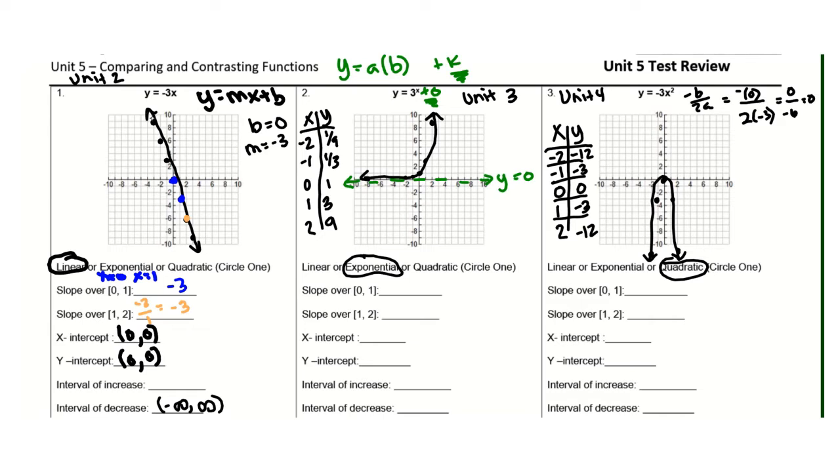Just like how you read a book, that's how you read a graph. From left to right, this graph is going down the entire time. It's never going up. So I do not have an interval of increase, so this is none.